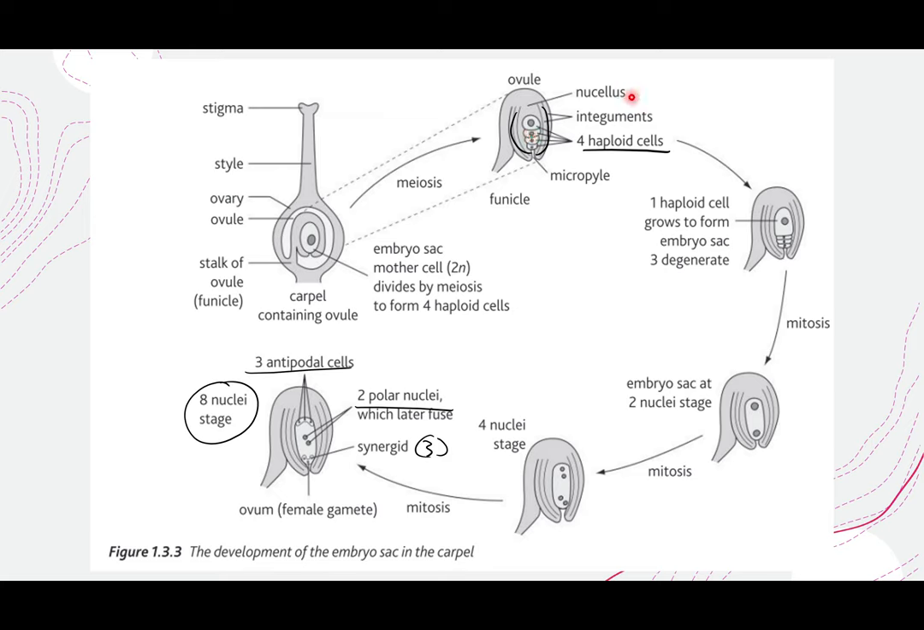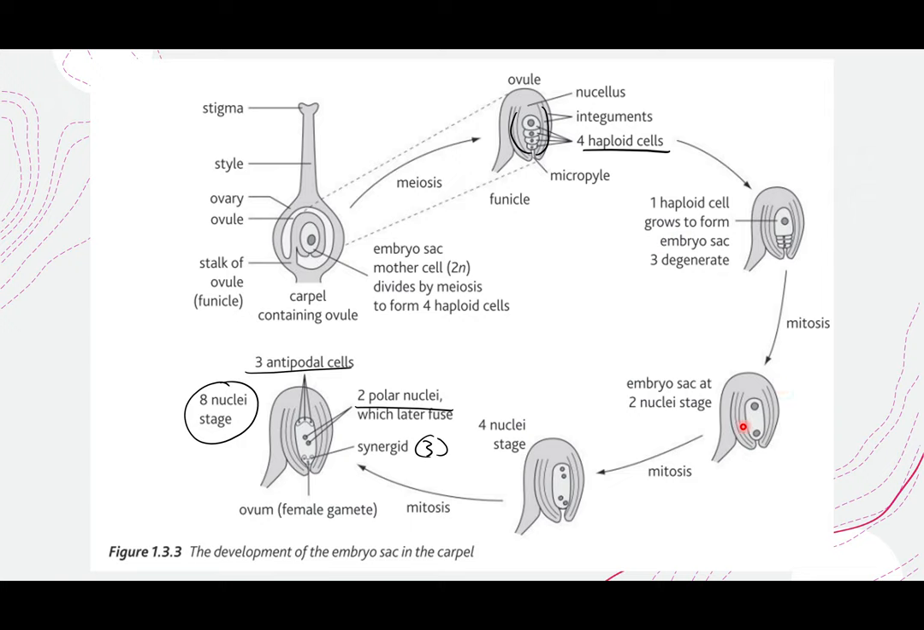And then we're going to have the degeneration of 3 of them while 1 haploid cell takes over. So we have 1 huge haploid cell within this embryo sac, and 3 other degenerate cells. Now mitosis occurs to that 1 haploid cell.